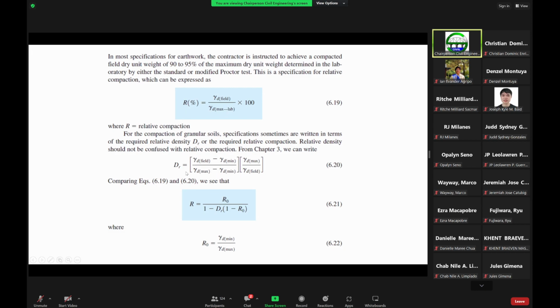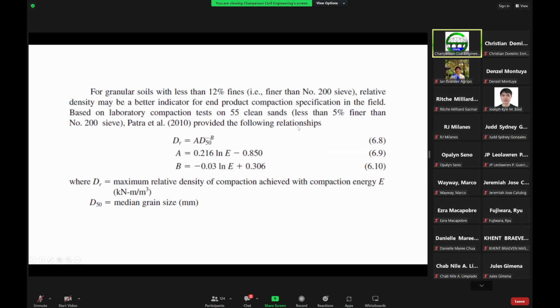The relative density is defined as the difference of the dry unit weight derived in the field, so later on we'll discuss how to determine this one, minus the minimum dry unit weight derived in the lab, over the difference in the maximum dry unit weight and the minimum dry unit weight derived in the lab, multiplied by the ratio of the maximum dry unit weight derived in the lab over the dry unit weight in the field. If you don't want to do this, then you can also do this if you like. The relative density.